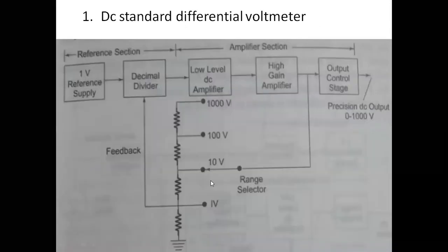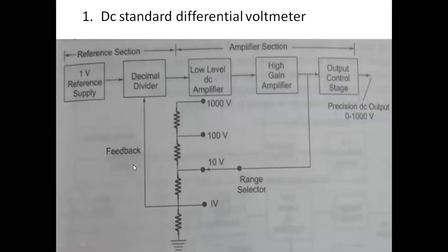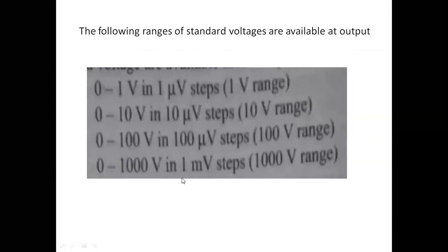When we connect at different stages of this voltage divider network, we will get different voltage ranges as the output here. At the 0 to 1000 volts range, we can obtain output in steps of 1 millivolt. So we can choose the ranges in terms of microvolts and millivolts.